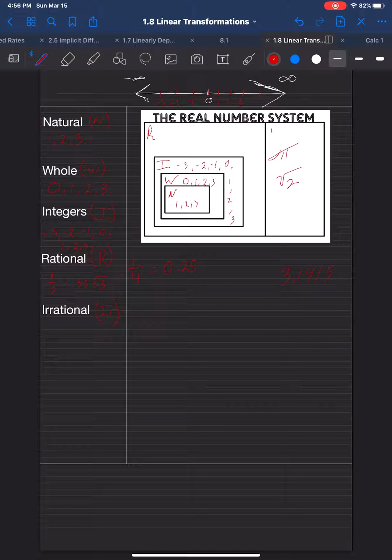So again, let me go ahead and write IR. Okay, now that we have all of these sets, we could fill in this number line.